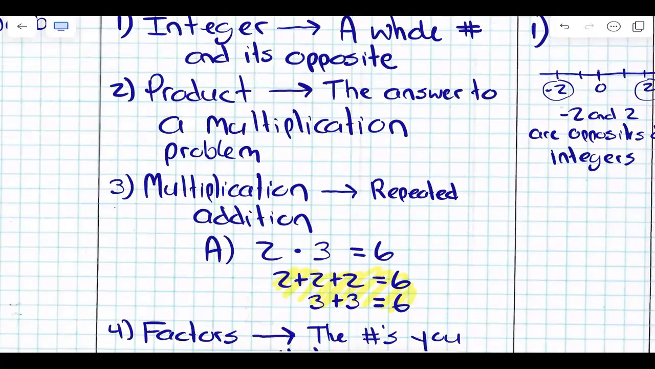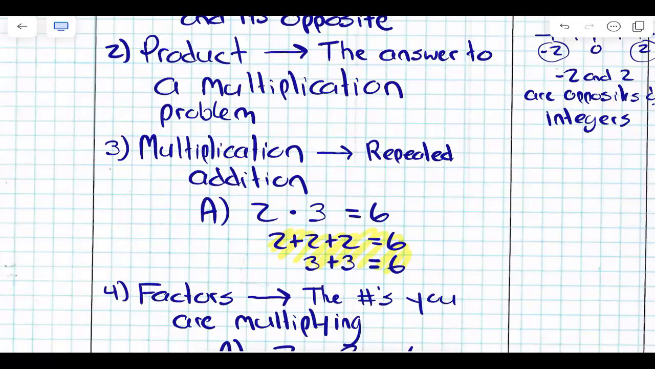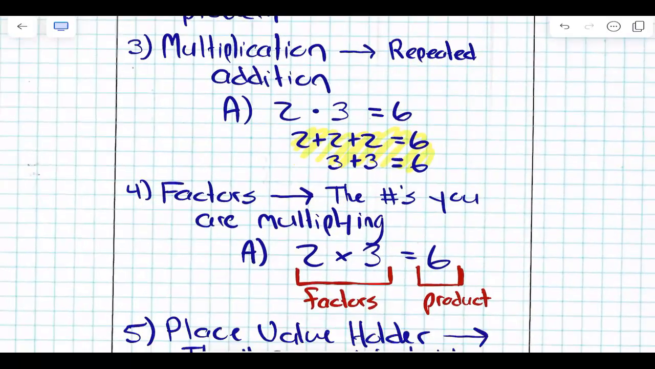Okay, so the answer to a multiplication problem is called a what? It's called a product. This is pretty easy, right? Yeah. All you got to do is answer my questions. All right, multiplication is simply repeated addition. Super. All right, guys. We have a little problem down here.